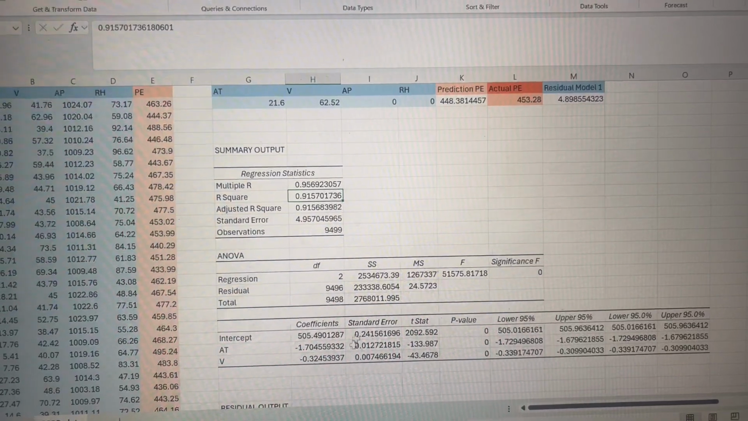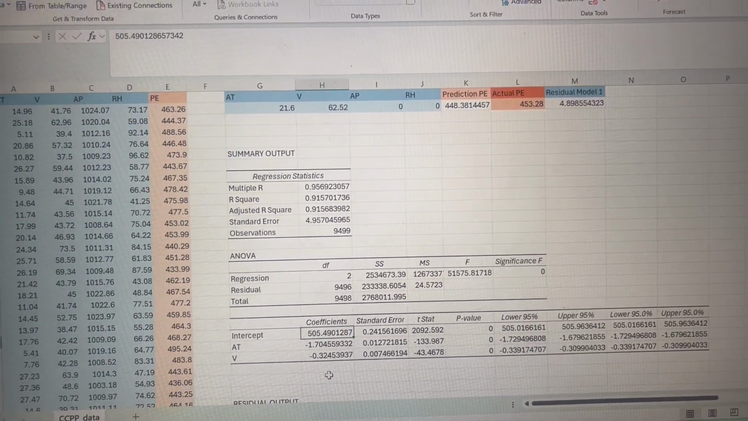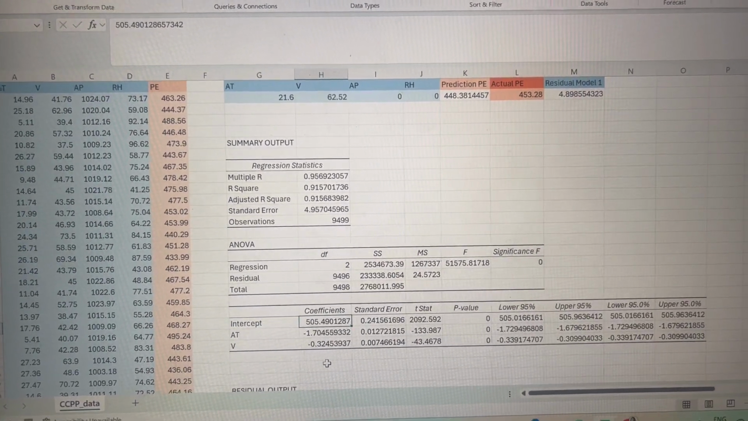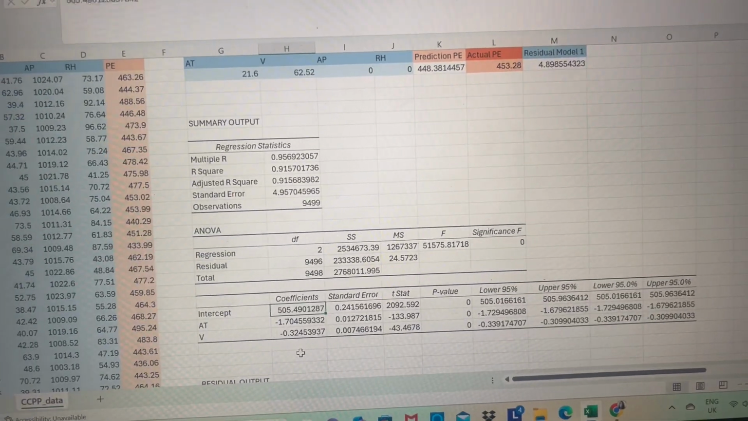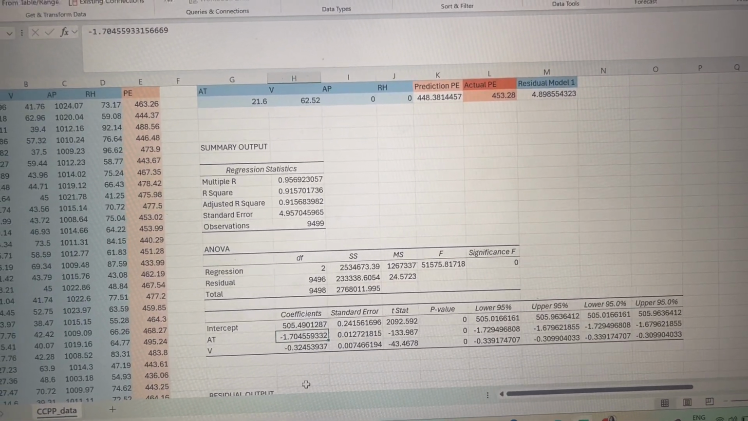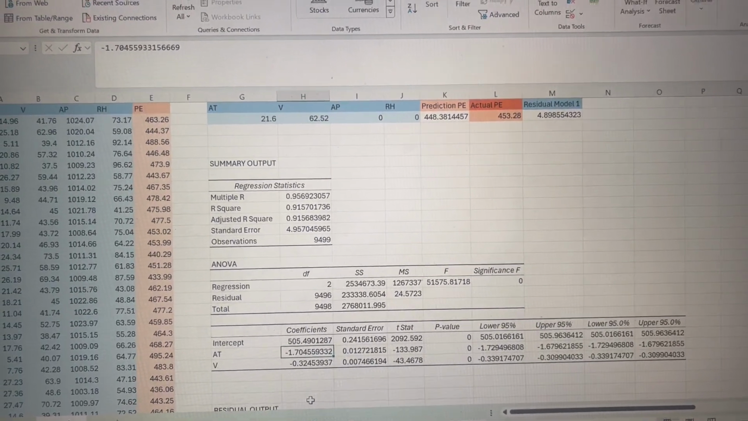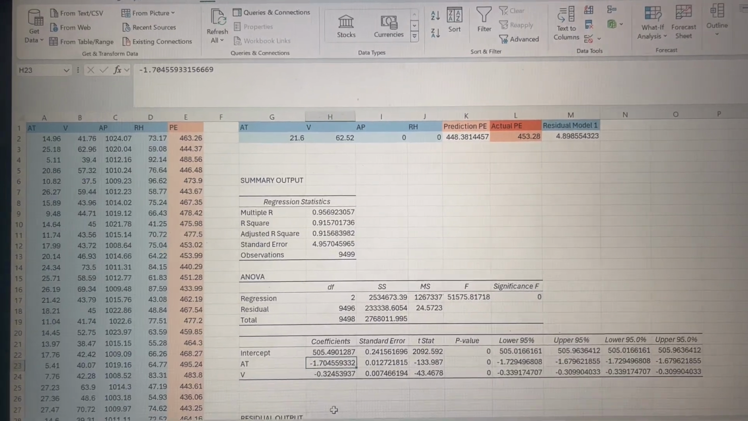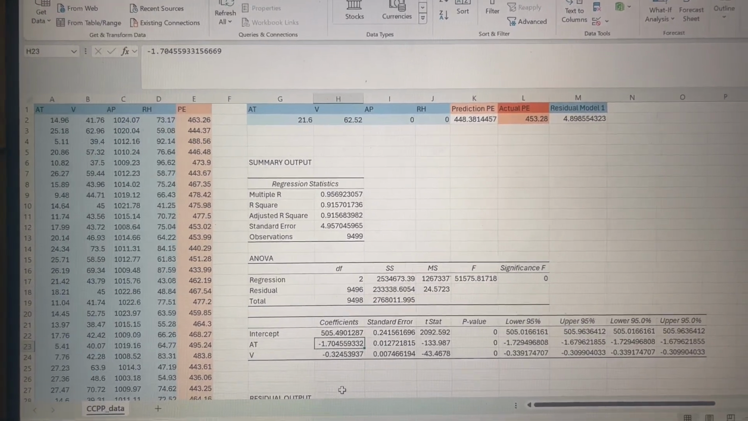Then we have the coefficients. The intercept is basically the value the energy output assumes when temperature and vacuum are null. It's 505.49. And the coefficients for temperature is minus 1.7 and vacuum minus 0.32, which basically says it's an inverse relationship. So the higher the temperature, the higher the vacuum, the less electrical output I will have.